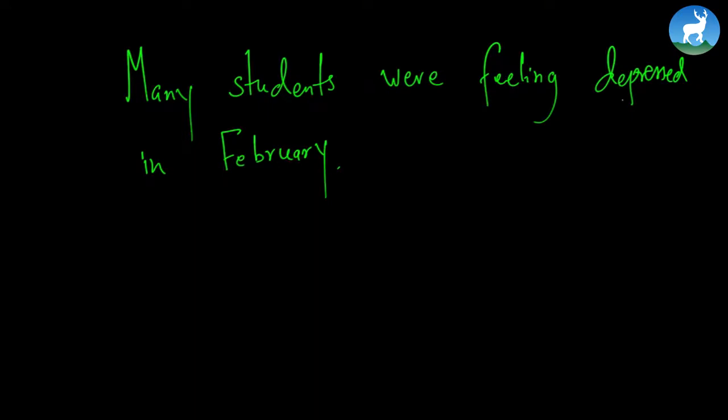In sentences like these, the use of past continuous tense implies that the activity may have continued after the time period mentioned in the sentence. It may have stopped, we don't know, because something was going on in the past. Many students were feeling depressed in February. It was February, it was sort of cold and people were feeling depressed. So something was going on in the past. Whether it was interrupted or maybe it is still going on in the present time, we don't know.